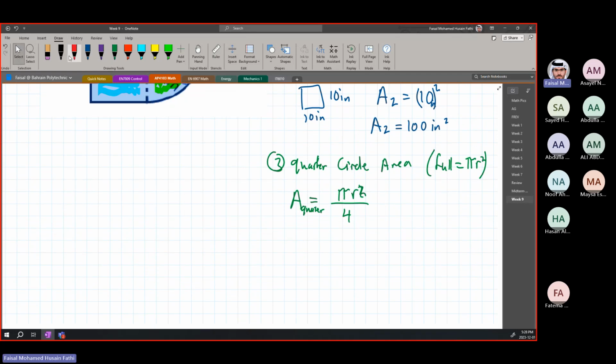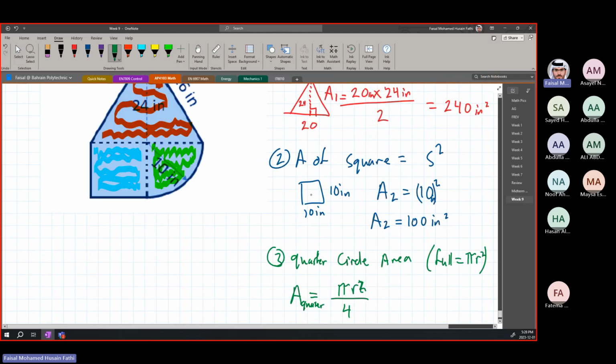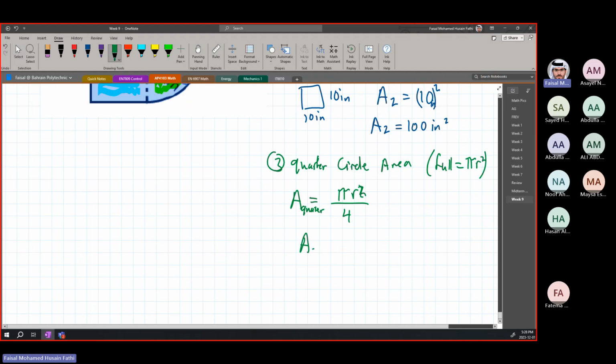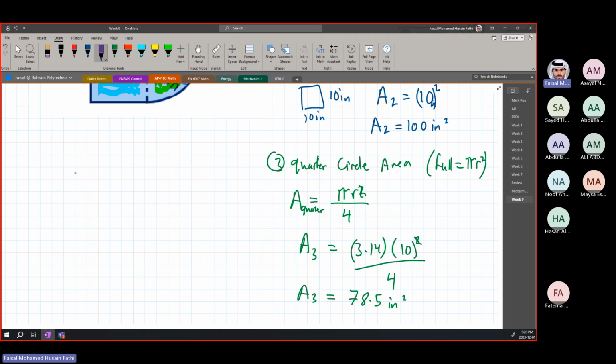If we just see the radius, we have the radius, which is 10, and now we can solve for A3, which is for the quarter of a circle. 3.14 times r, the radius, which is 10 squared, divided by 4. A3 is equal to 314 divided by 4. That is 78.5 inches squared. And now we have our areas. We can just group them all together.